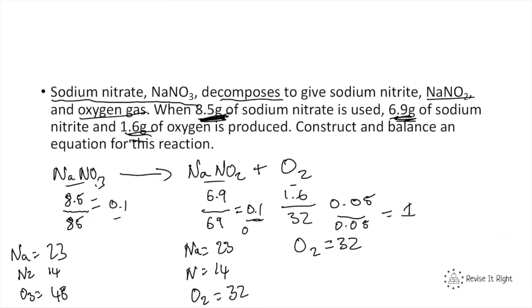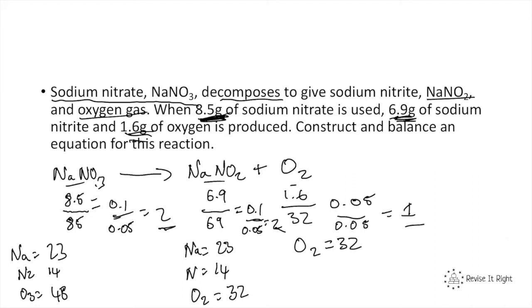0.1 divided by 0.05, if you put that into a calculator, you get 2. And again, 0.1 divided by 0.05 is 2. So that now tells us that 2 moles of sodium nitrate reacts to give us 2 moles of sodium nitrite and 1 mole of O2. So we can now put that into our equation.